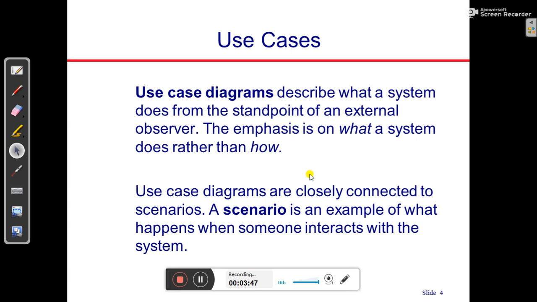A scenario is an example of what happens when someone interacts with the system. Here that someone is the actor. When someone or the actor interacts with the system, then what happens? That is a scenario, and that is described in a use case diagram, not about how that system will work when someone or the actor interacts with the system.